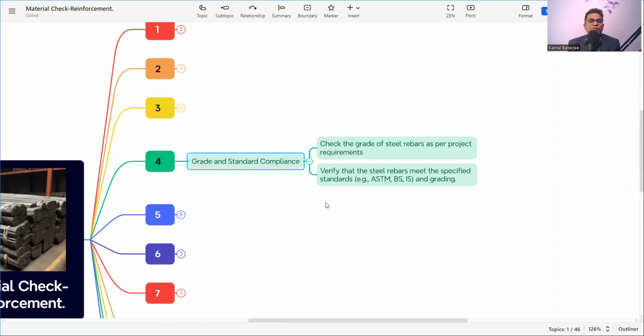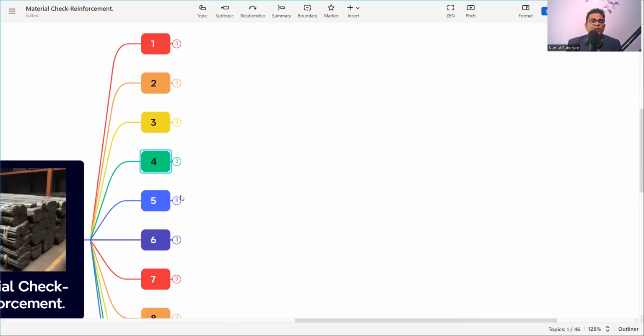So you need to verify that the grade of the steel is as per the requirement, and verify that the steel rebars meet the specified standard, that is ASTM, BS, IS, whatever it is, and that it matches the criteria of the BIS or any other standard. If it is okay, then only allow unloading. So this is the grade and standard compliance.